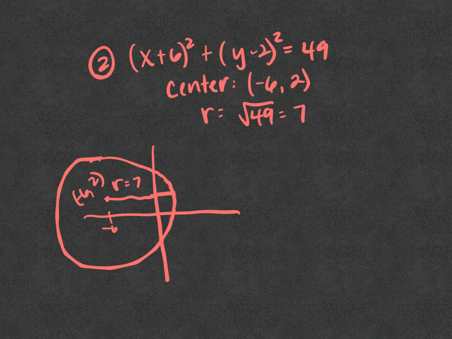The reason that we change the sign is we're technically solving for the zeros here. So we say x minus 6 equals 0, so x equals negative 6. That's how we get those values for the center.